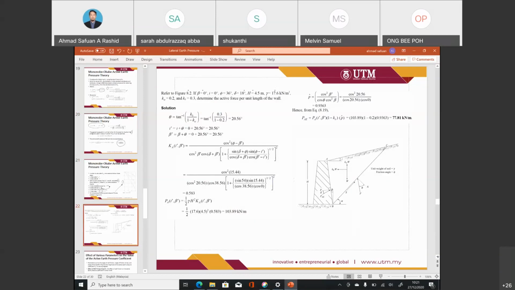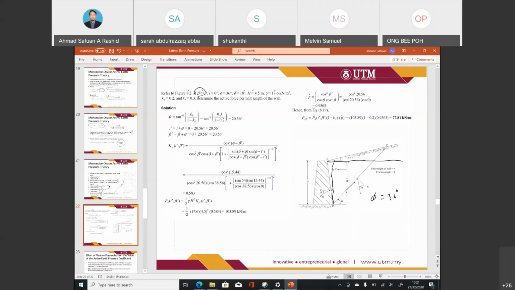We have been provided with beta equal to 0, which means that the wall has been constructed at 90 degrees. I is equal to 0, so the backfill is also flat. The phi is equal to 36. This is the value of the friction angle.